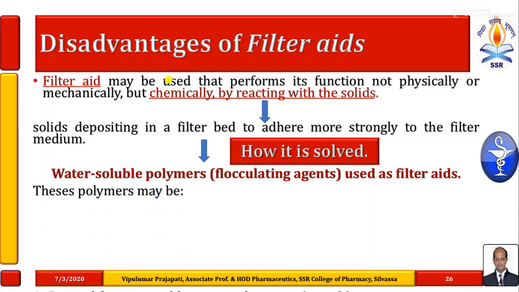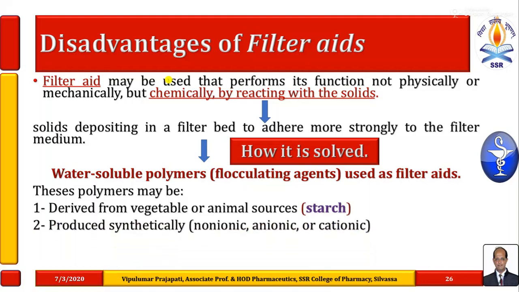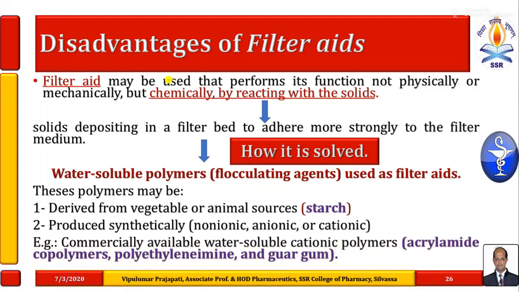The examples of such types of polymers may be: number one, derived from vegetable or animal sources such as starch. Second, produced synthetically, which may be non-ionic, anionic or cationic. Examples: commercially available water-soluble cationic polymers such as acrylamide copolymers, polyethylene imines, and guar gum.